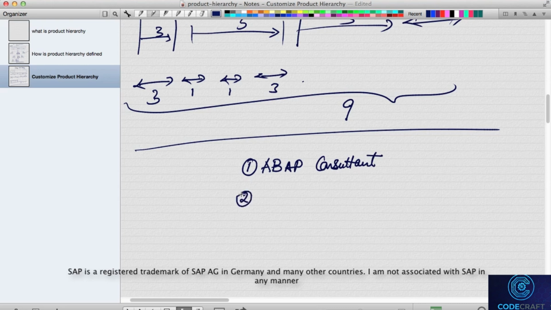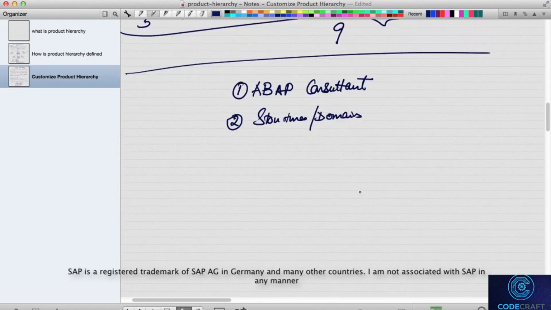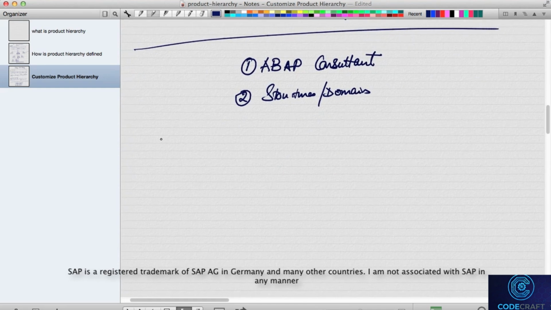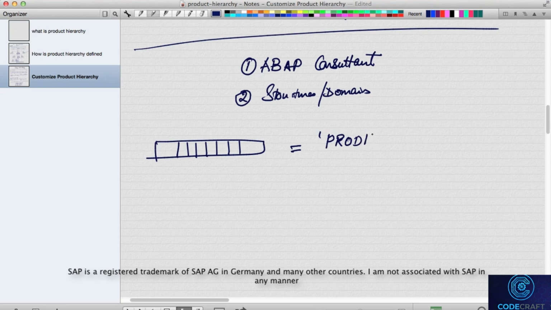And the second thing is you have to understand structures, domains, and all that stuff. Now, you don't have to really understand it. As long as you give the procedure to your ABAP consultant, he should be able to do it. So here is what you need to know about product hierarchy technically. These 18 characters that I was talking about are defined in a domain called PRODHS. That's the name of the technical element, or the domain, that defines this product hierarchy.